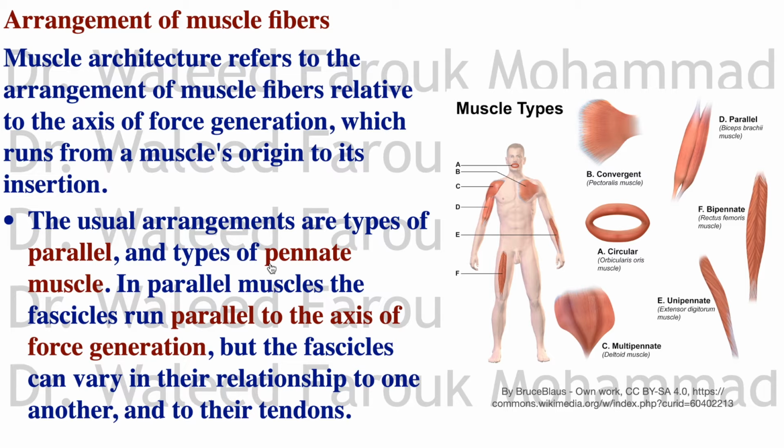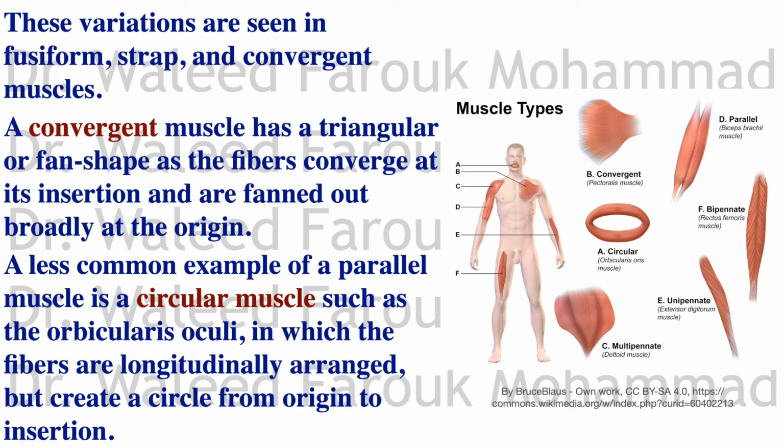But the relationship between the fibers can vary. You can see here circular muscle fibers, parallel muscle fibers, straight muscle fibers, convergent muscle fibers. These are all the types of parallel muscle fibers. Variations in the direction of fibers can produce fusiform muscles, strap muscles, and convergent muscles.